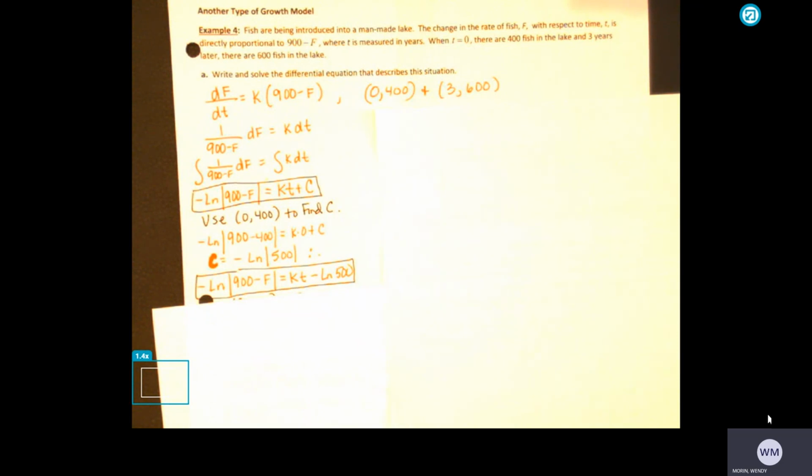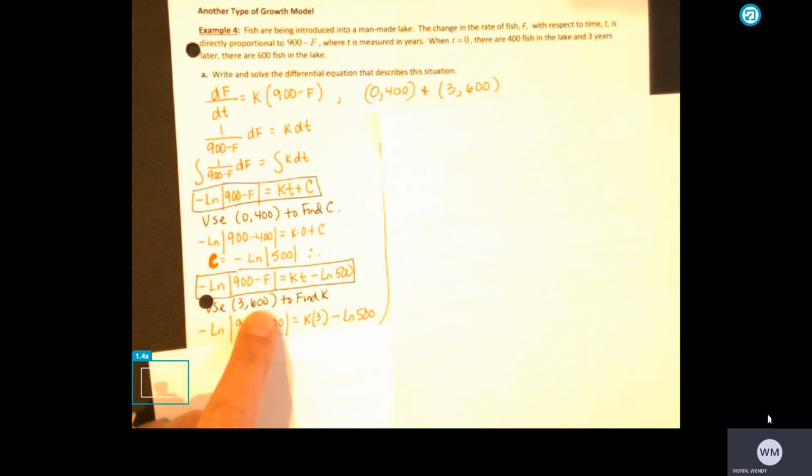Okay, so we end up getting this as our C value. So we're going to go back up to here and rewrite the equation with the C plugged in. And then your next step, again, as follows, is to use your next point to find your K. So into that equation, plug in your 600 for F, plug in your 3 for your T. Now you have to solve this for K.